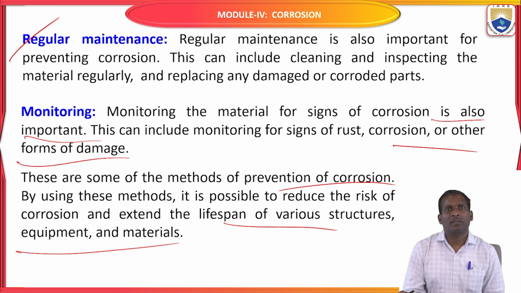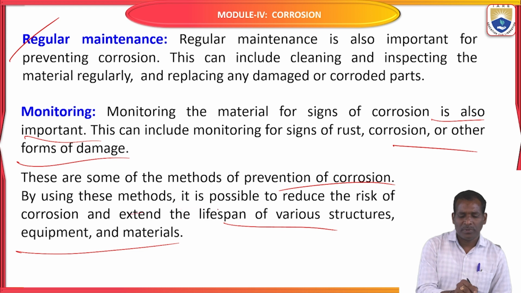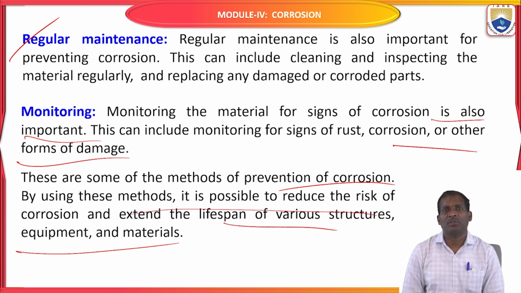Regular maintenance is also a very important method to prevent corrosion. Monitoring of the material and signs of corrosion is also very important. This can include monitoring for signs of rust, corrosion, and other forms of damage. All these methods come under the prevention of corrosion. By using these methods, it is possible to reduce the risk of corrosion. You can't eliminate the entire 100% risk, but you can reduce the risk, improve the material properties, and extend the lifespan of various structures, equipment, and materials.